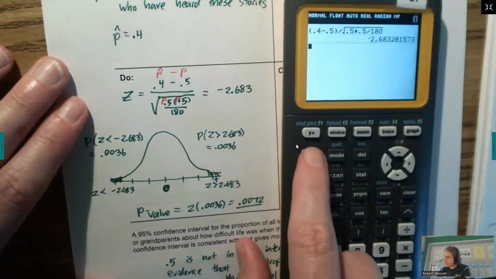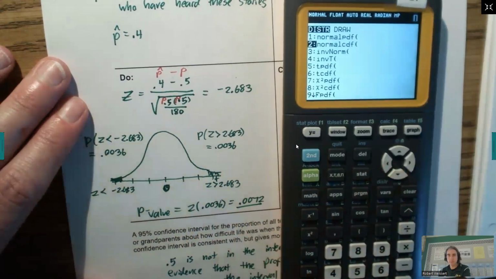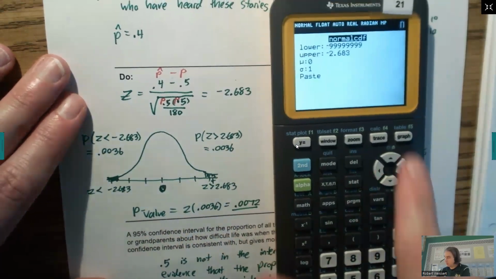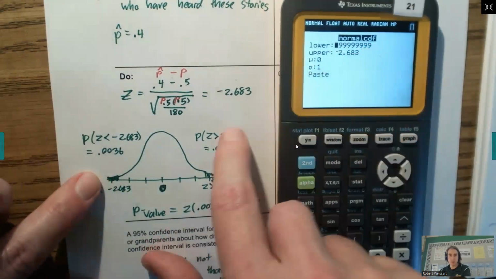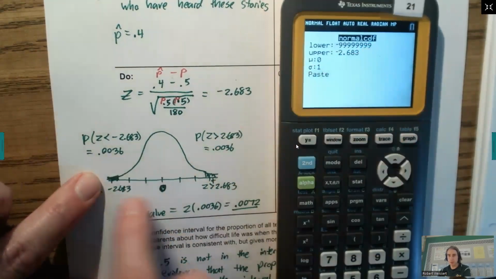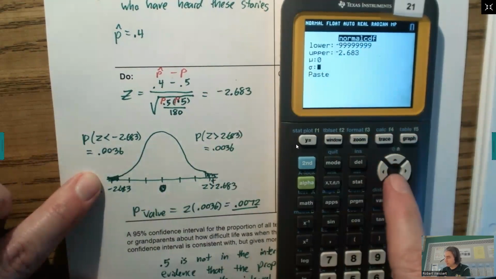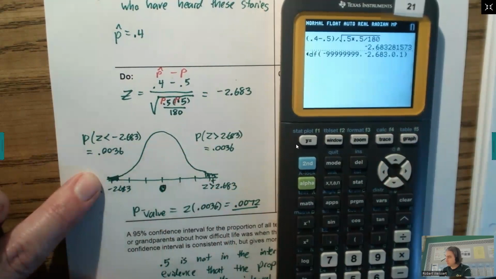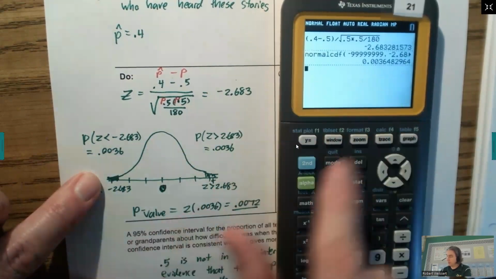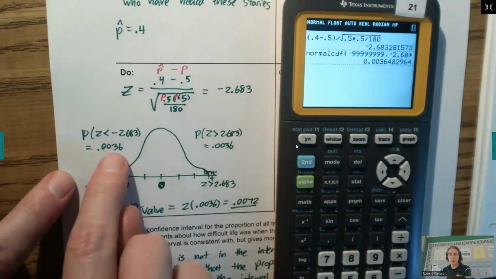So what I would do is I would go to normal CDF and make my lower negative infinity and make my upper my z-score that I calculated. And that's going to be 0 and 1 for your mean and standard deviation since we've standardized it. And we're going to go to paste. And we get about 0.0036.